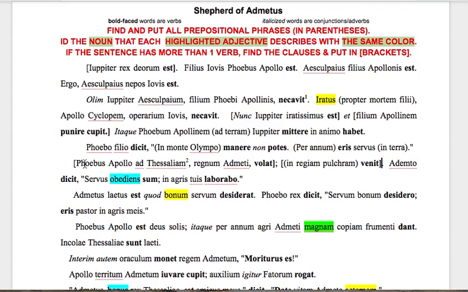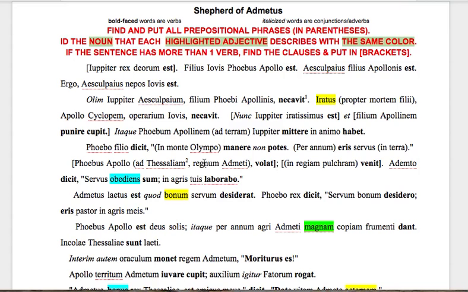So Phoebus Apollo ad Thessaliam regnum Admeti volat is one idea, and in regiam pulchram venit is another idea. When I look at this first idea, I notice that I have a prepositional phrase beginning with ad Thessaliam. Ad takes the accusative. I also noticed that regnum is also in the accusative. So I'm going to assume that regnum says something about Thessaliam, and that Admeti is going to work with regnum because it's in the genitive, and you cannot have a genitive work with a verb. A genitive has to go with the noun that comes immediately before it or the noun that comes immediately after it. There's no noun, so I'm going to put this in a prepositional phrase.